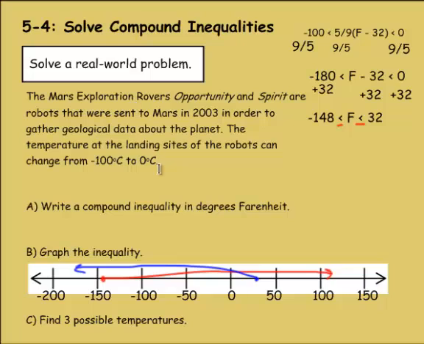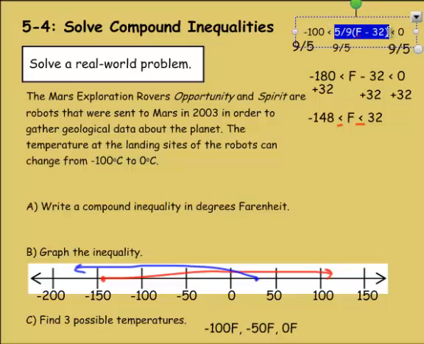So three possible temperatures. I could say negative 100 is a possible temperature. I could say negative 50. And I also could say 0 degrees Fahrenheit too would be just fine. So to recap, I did the compound inequality with Celsius degrees here, and then the formula for Fahrenheit into Celsius right here. Undid that formula. Then I solved the inequality from there, which gave me negative 148 is less than or equal to F, which is less than or equal to 32. And then the solution is found in this area right here between the dots.